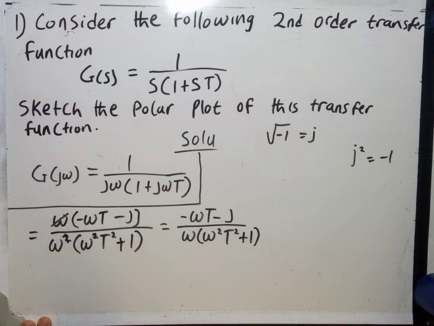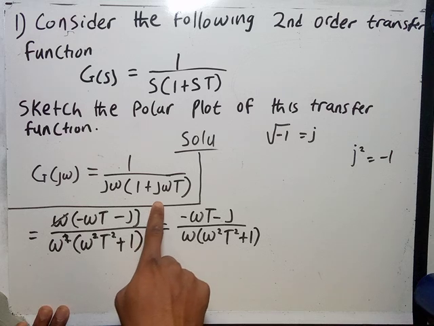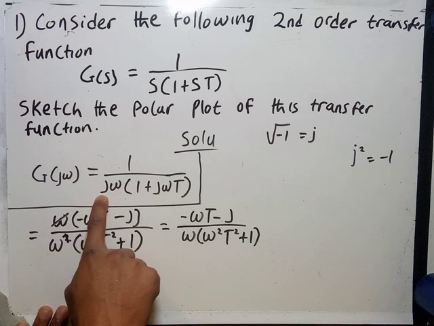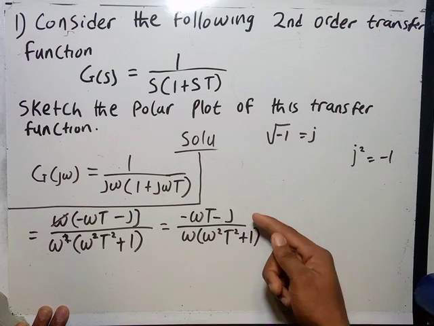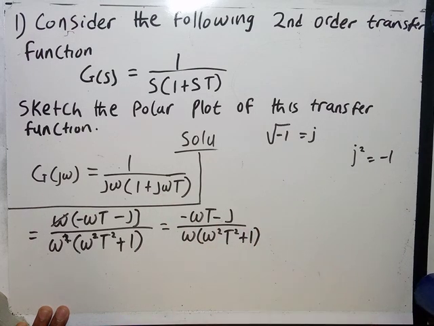So we have gotten to this. We have succeeded in changing this j that was at the denominator. We have succeeded in taking it now to the numerator. So that's the main idea here. We've taken it now to the numerator.